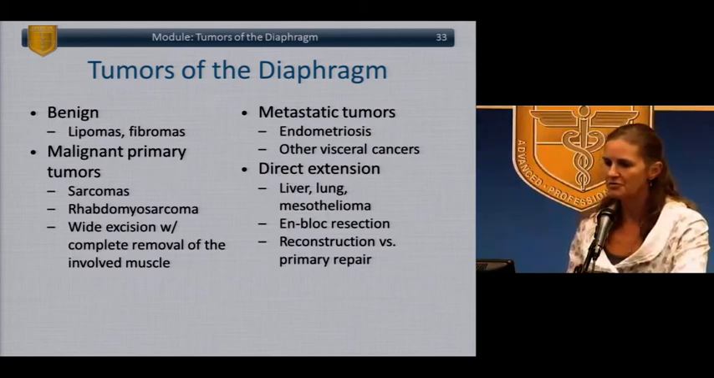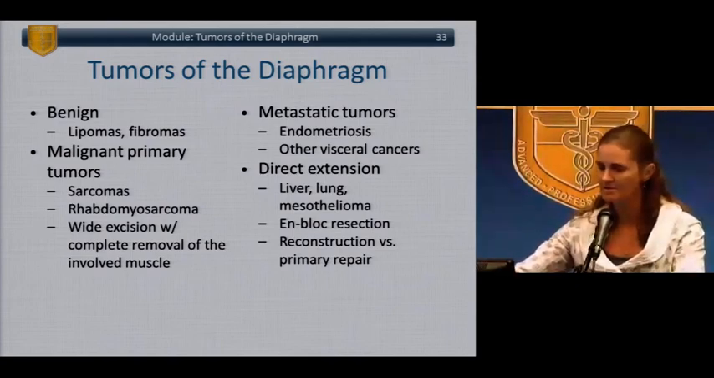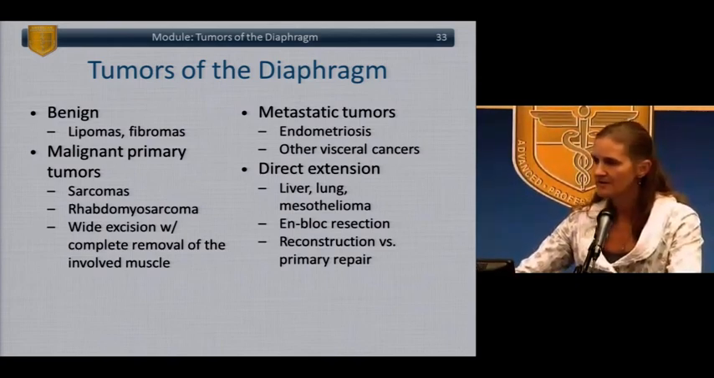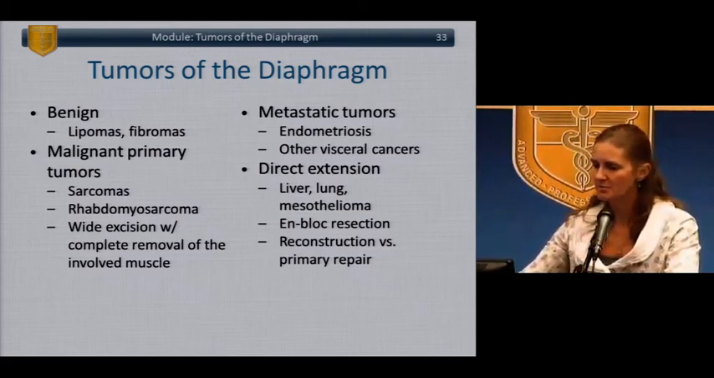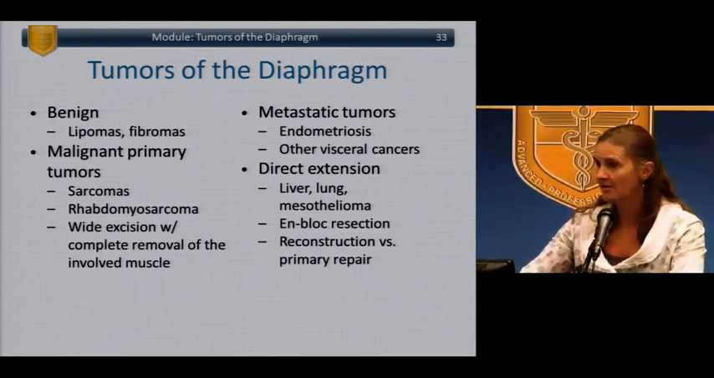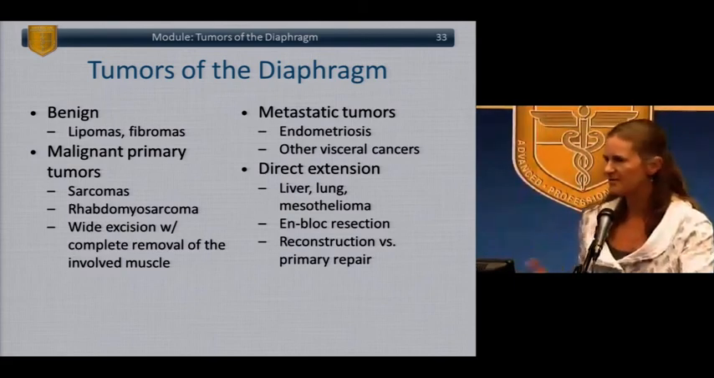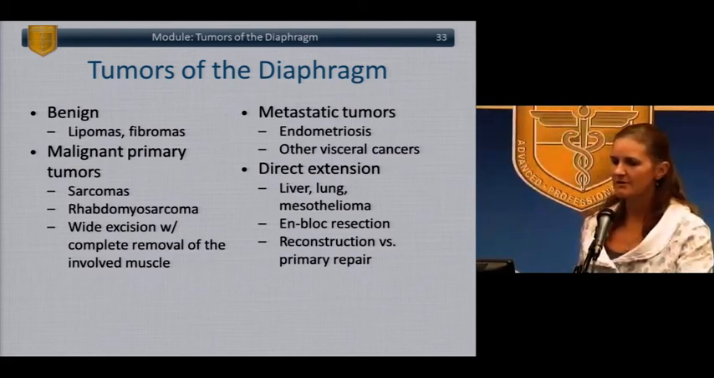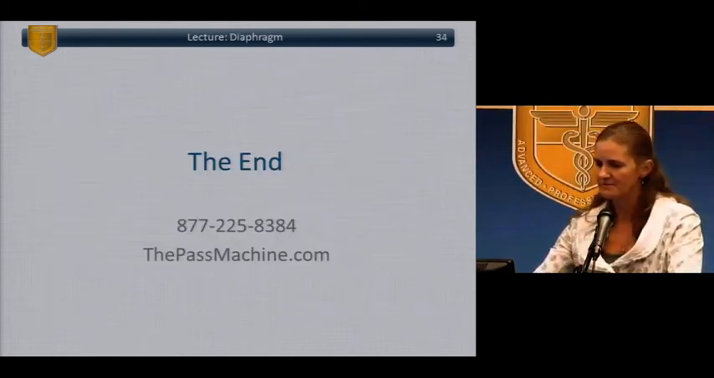It's very unusual to have other primary tumors of the diaphragm, but by far the most common malignant tumor would be a sarcoma, and those are very rarely a primary source for the sarcoma. But in the event that they are, you need to resect the entire diaphragm, because in order to get a good margin, there's not much diaphragm to take out anyway. So even if you have a small tumor on the diaphragm, you're going to have to take out that whole hemidiaphragm and then reconstruct with a big piece of mesh.